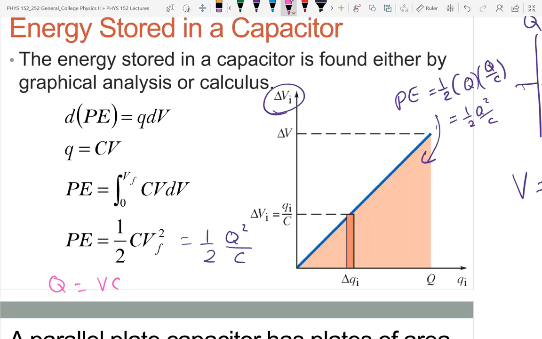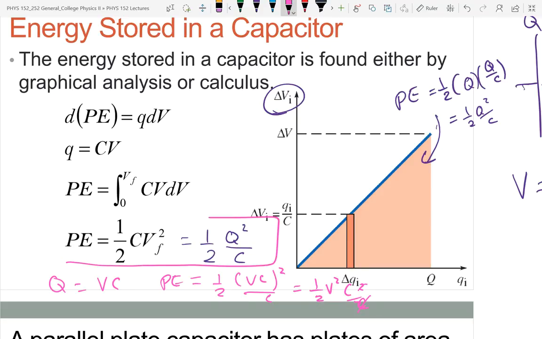And so with the equation I got, potential energy would be 1/2 (VC) squared over C, which is 1/2 V squared C squared over C. That's a C. Cancel one of the C's. 1/2 V squared C. That is the same. So those are two different ways of calculating what energy is stored in the capacitor.